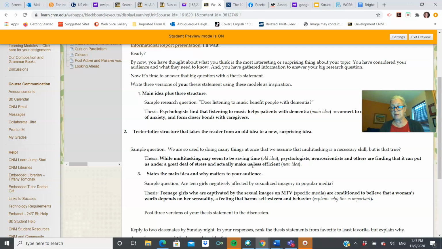Why did people think that multitasking was beneficial? Why did we think it was a skill necessary for the workforce? All that background information. And then we go into the new idea, what psychologists and neuroscientists say about stress and lack of efficiency. Now we know the structure of our essay.